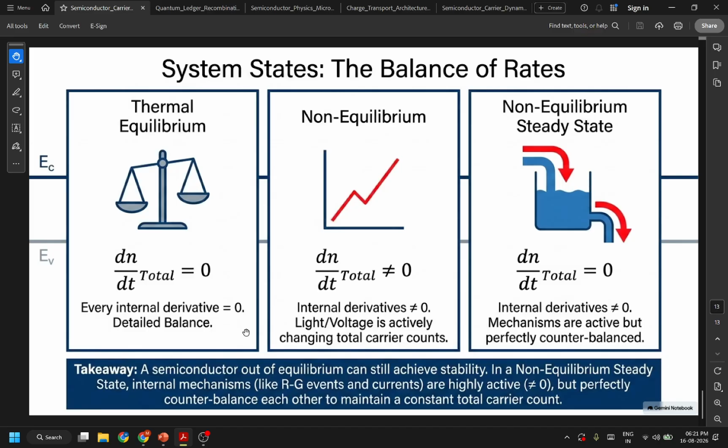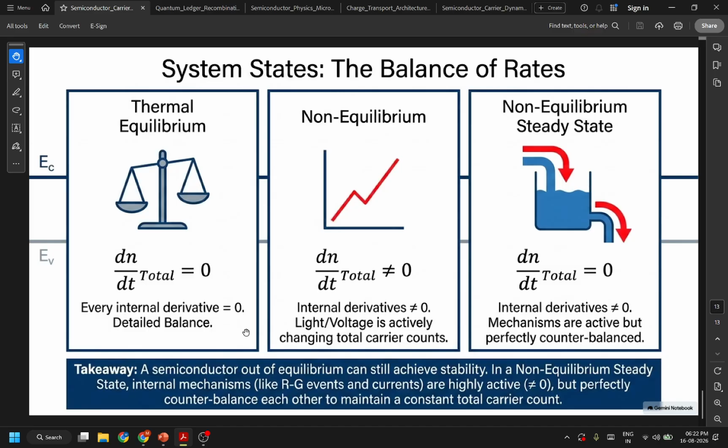Then you have a non-equilibrium state where dn/dt total is non-zero. So the internal derivatives are also non-zero. So the light or voltage is actively changing the total carrier count in that control volume. Then you have non-equilibrium steady state where dn/dt total is 0, but the internal derivatives are non-zero. So the mechanisms are active but are perfectly counterbalanced.